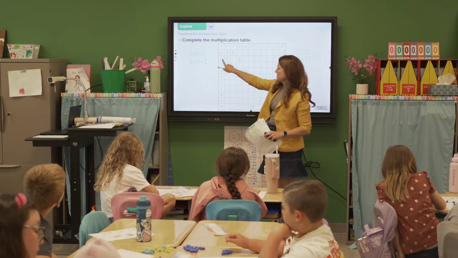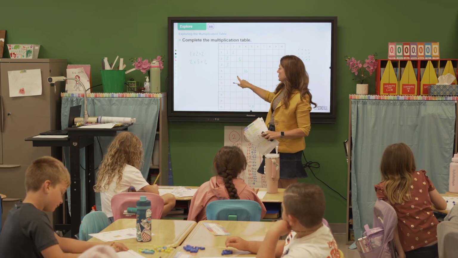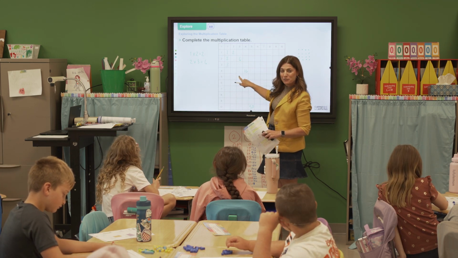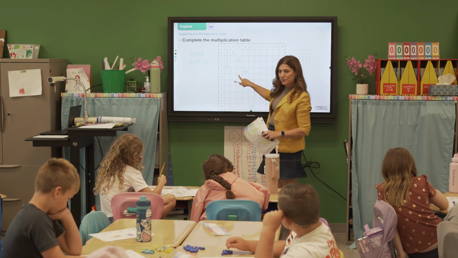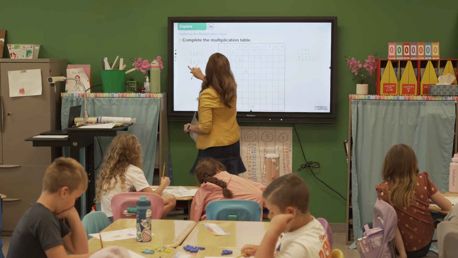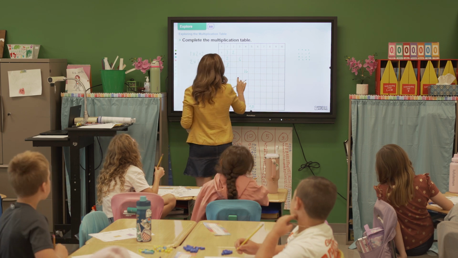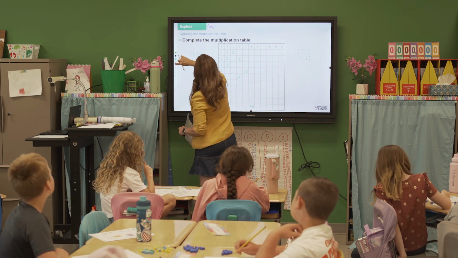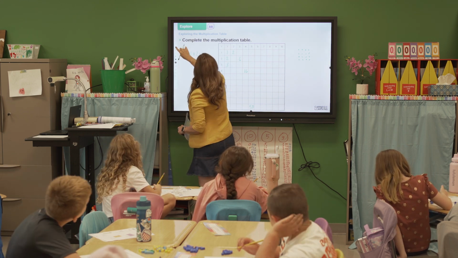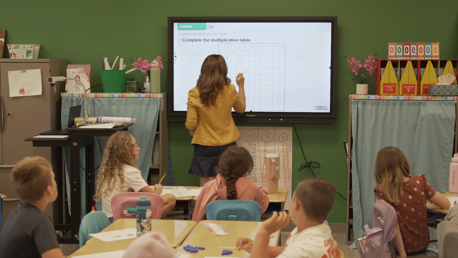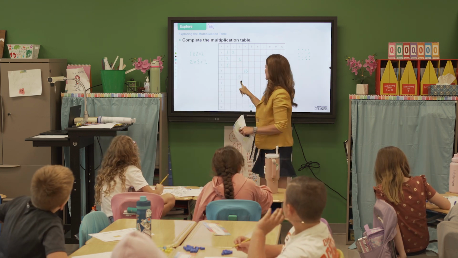So I've got 5 rows, 1, 2, 3 columns. 5 times 3 is 15. 15. All right, so I'm going to be putting on here. 5 rows, 3 columns, 15.